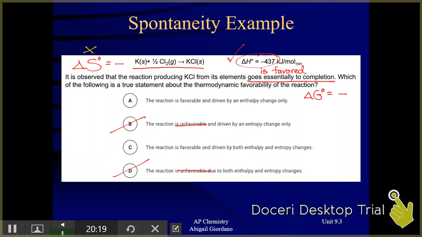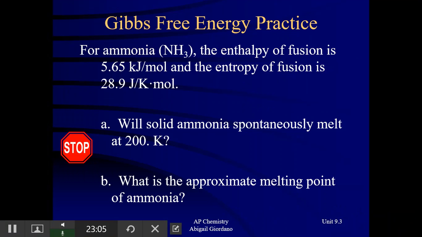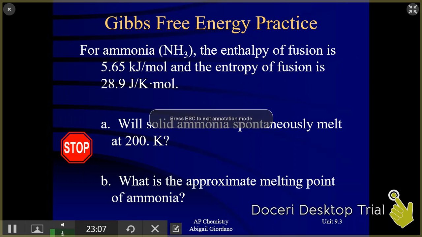Okay, now again, we know that this reaction is favored because they told us, but is the enthalpy helping us with that favorability? No, it isn't. So entropy is not helping us out. The enthalpy, the delta H, is the only thing here that's driving this favorability. Okay, the entropy is not helping us out.